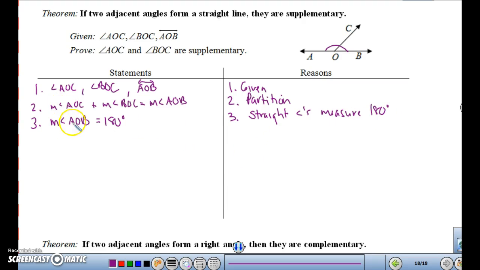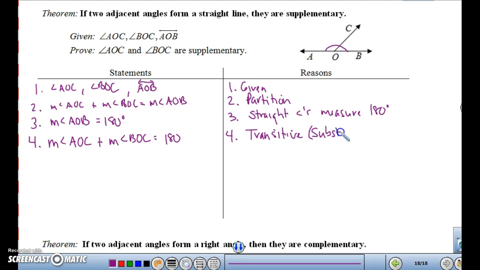Now look at this statement and this statement right here. We have AOC plus BOC to get AOB, and we know that AOB is 180. What could we put right here instead of AOB? Well, couldn't we put 180 there? The measure of AOC plus the measure of angle BOC is equal to 180. What did we just do? Well, that's transitive or substitution. We took 180 and plugged it in for AOB. So that's transitive or substitution.